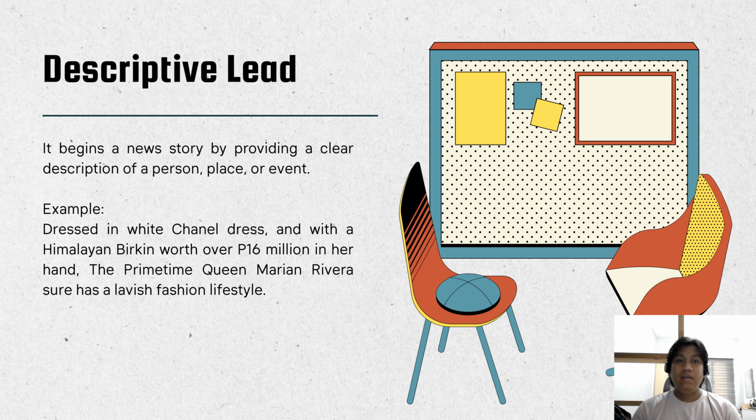Next, the descriptive lead. It begins the news by providing a clear description of a person, place, or event. Here is an example. Dressed in a white Chanel dress and with a Himalayan Birkin worth over 16 million in her hand, the primetime queen Marian Rivera sure has a lavish fashion lifestyle.